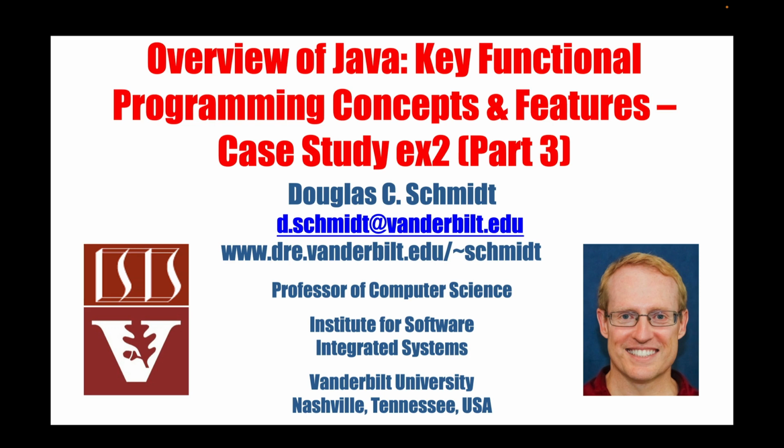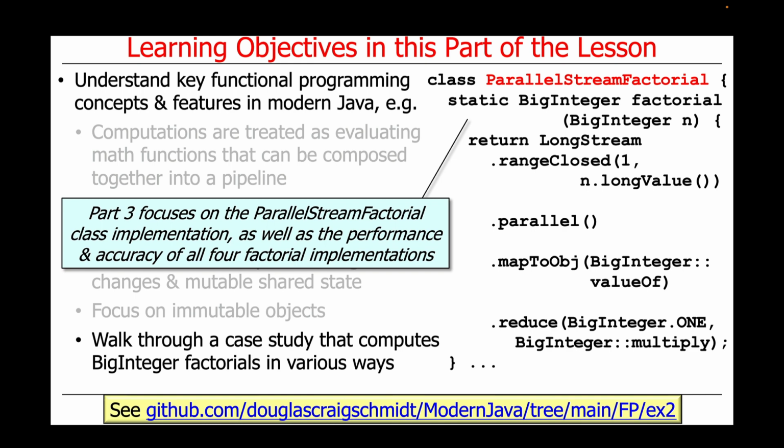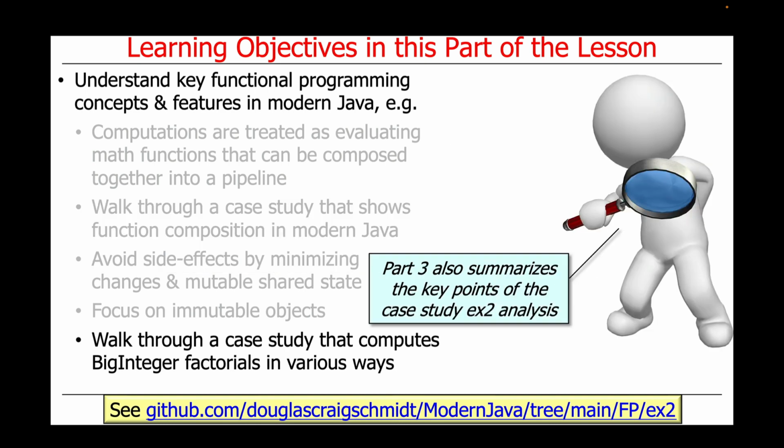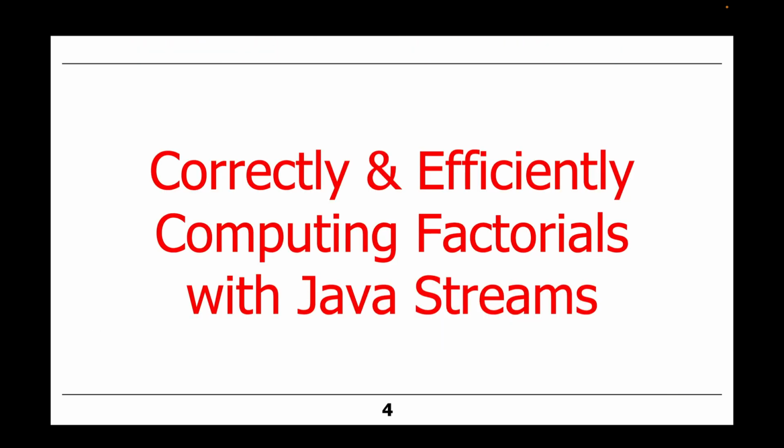We've now reached the final part of our case study ex2 analysis. Part 3 of this case study focuses on the ParallelStreamFactorial class implementation, as well as analyzing the performance and accuracy of all 4 factorial implementations. In addition, Part 3 also summarizes the key points of the case study ex2 analysis.